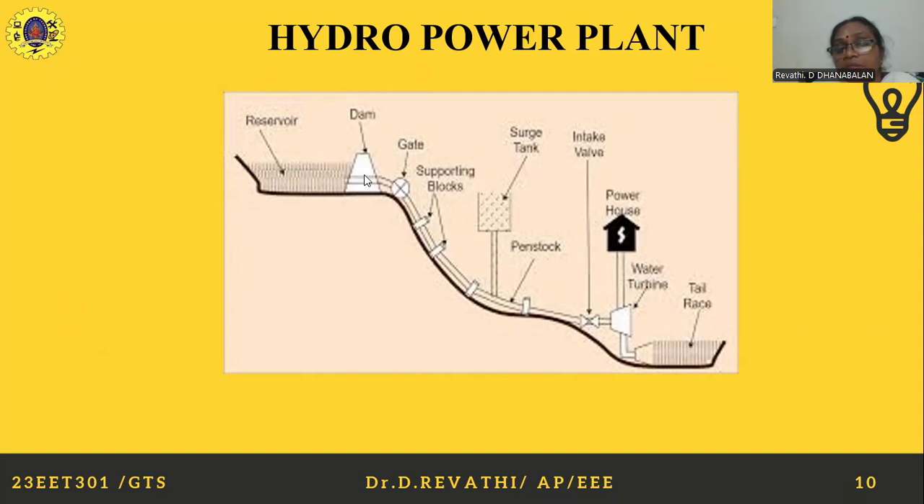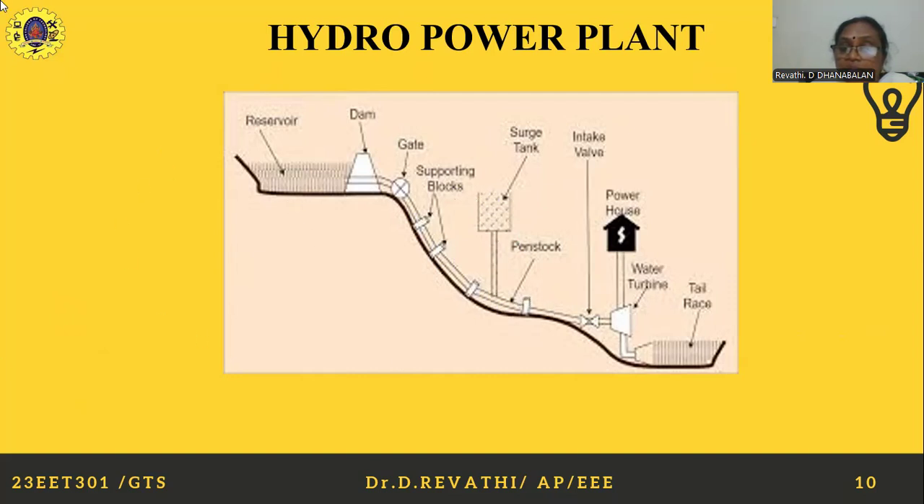Now the water flows through the penstock. What is meant by penstock? The penstock carries the water, and through the penstock the water flows to the turbine. Another component is there, which we call the surge tank. The surge tank controls the volume of water through the penstock.